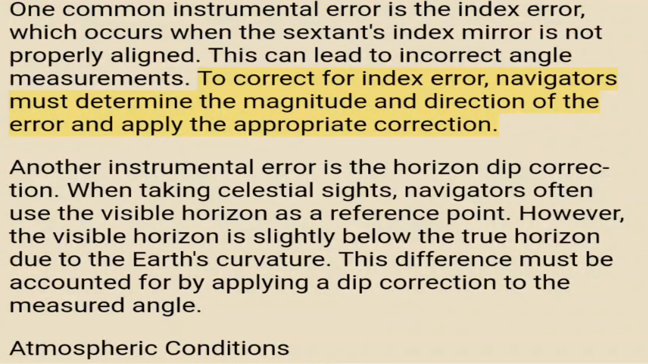To correct for index error, navigators must determine the magnitude and direction of the error and apply the appropriate correction. Another instrumental error is the horizon dip correction. When taking celestial sights, navigators often use the visible horizon as a reference point. However, the visible horizon is slightly below the true horizon due to the Earth's curvature. This difference must be accounted for by applying a dip correction to the measured angle.